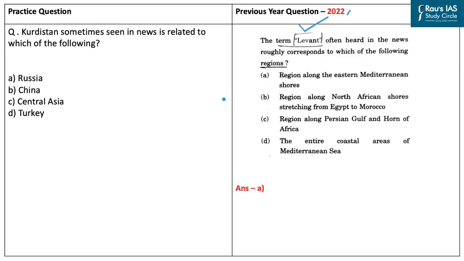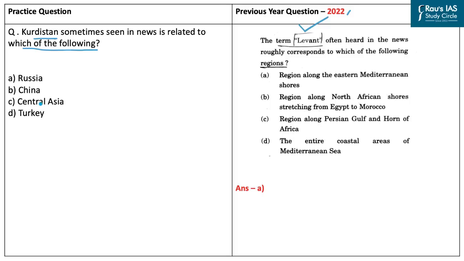So in the Kurd region, a Kurdistan movement or a separatist movement is going on. So the practice question reads, Kurdistan, which is sometimes seen in the news, is related to which of the following? In this regard, you should be aware that Kurdistan is basically comprised of a region which includes territories from Turkey, Syria, Iraq, some parts of Iran as well as Armenia.